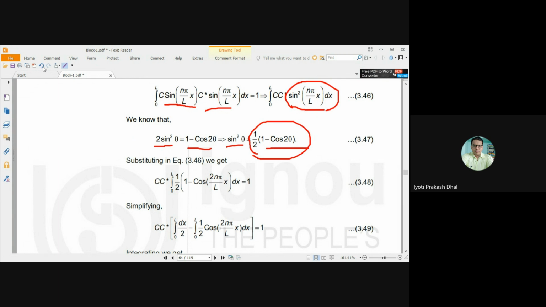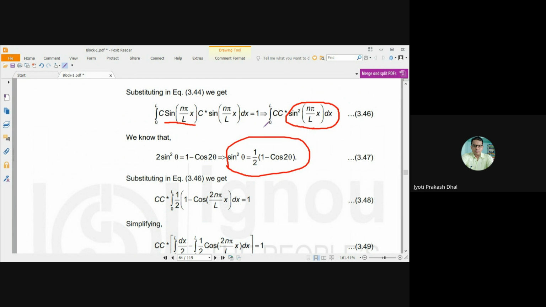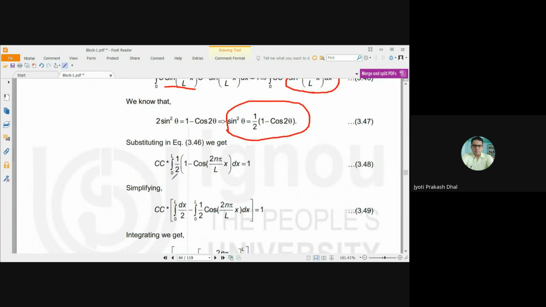So here we found that sin square theta equals (1 minus cos 2 theta) divided by 2. Using the same formula for sin square n pi x by L dx, the Schrodinger wave solution will become c star integration from 0 to L, half into (1 minus cos 2n pi x by L) dx, that should be equal to 1 according to the normalization condition.